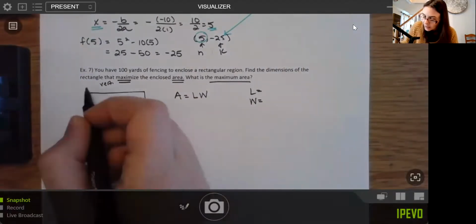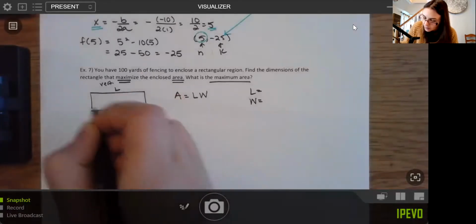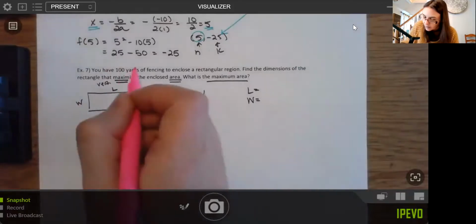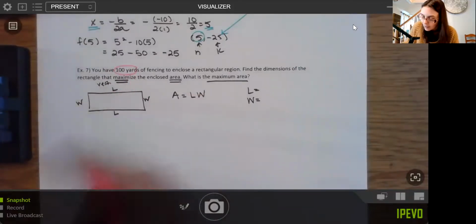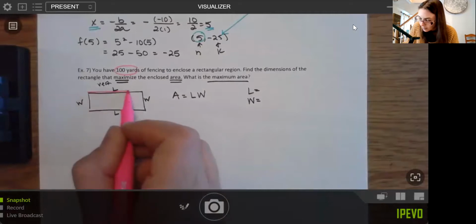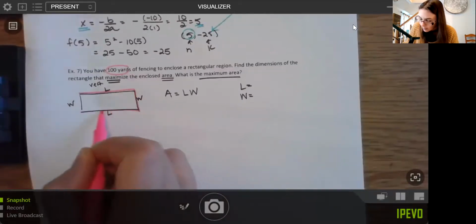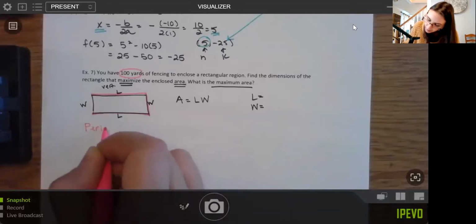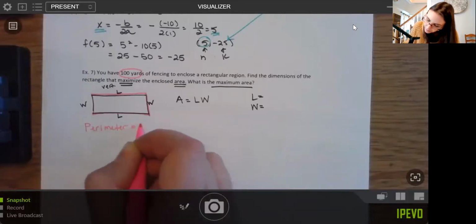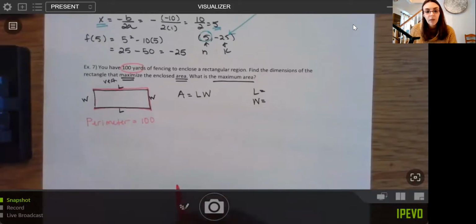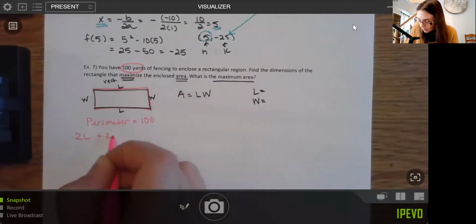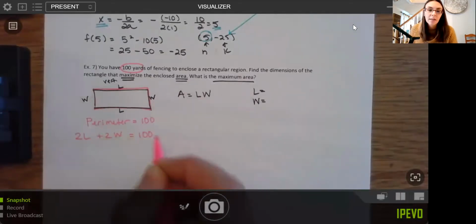So if I think about my rectangle, this is a length, this is the length, this is a width, this is a width. The only thing I know is that I have 100 yards of fencing. Now, if you think about that fencing, it would have to go all the way around, right? Here, here, here, and here. So actually that 100 yards is really my perimeter. So my perimeter of the rectangle is adding up all these sides. So I have 2 lengths and 2 W's, and that's going to be 100 altogether.